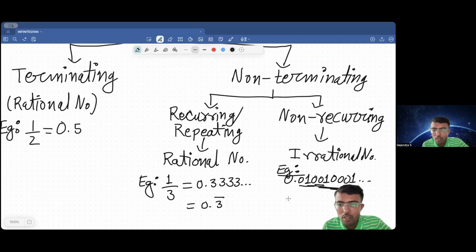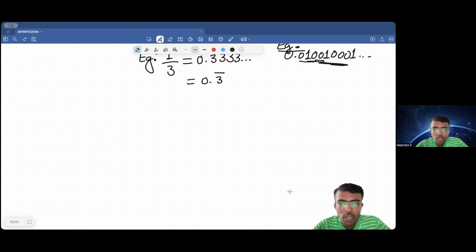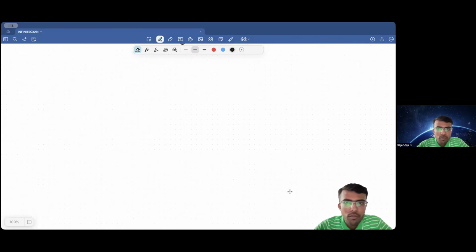And even the values of root 2 and root 3 are also irrational numbers. And we looked at how pi is also an irrational number, right? So how do we actually find pi? Okay, let's look at that. So what is pi? Pi is an irrational number.